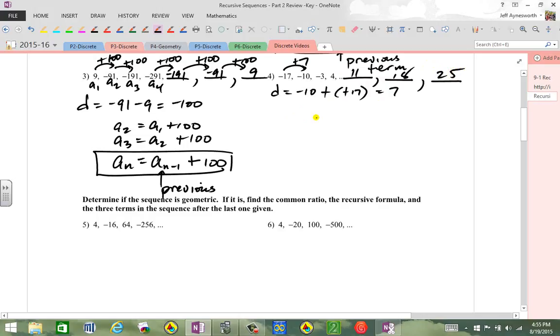And recursively, the second term was equal to the first term plus 7. The third term was equal to the second term plus 7. So I say in general, any term is equal to the term before it, a sub n minus 1, plus 7.